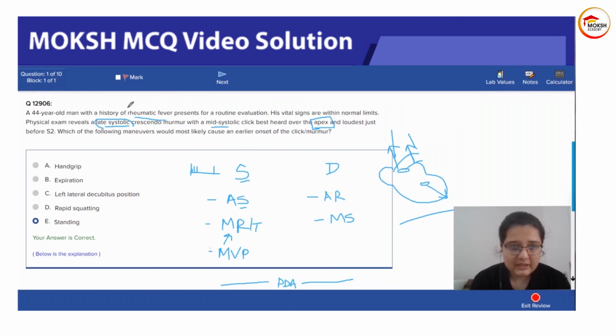So because we have a history of rheumatic fever, MR is more likely, but a mid-systolic click can indicate towards MVP also. Please remember that. I guess we are done here.